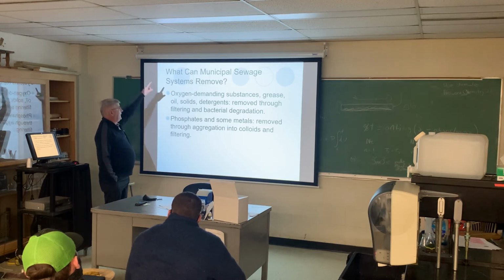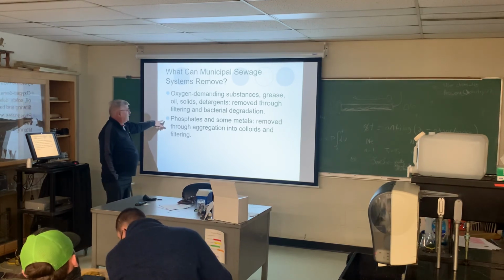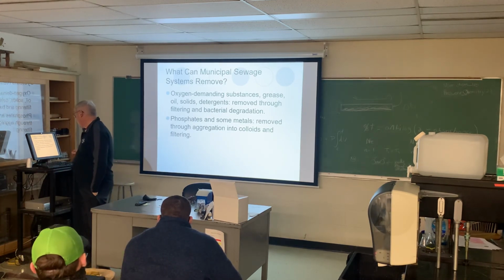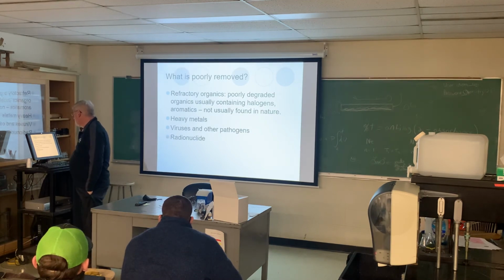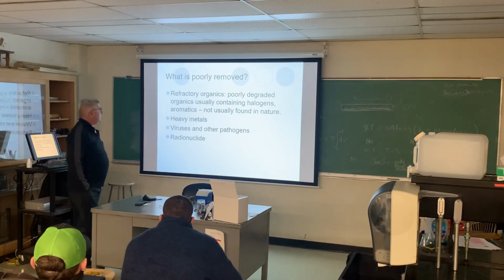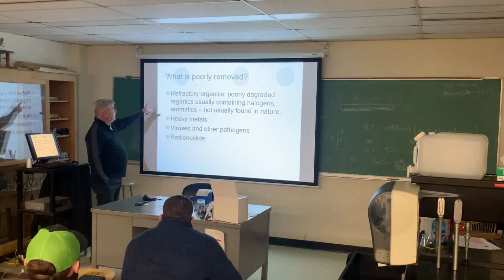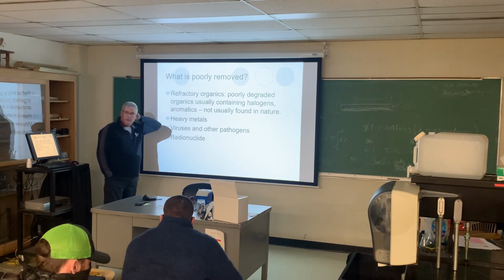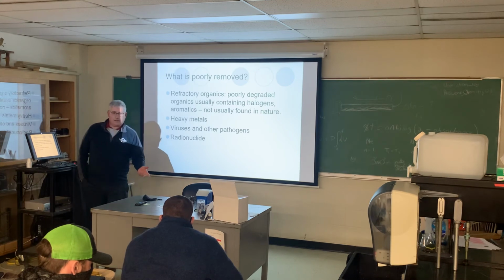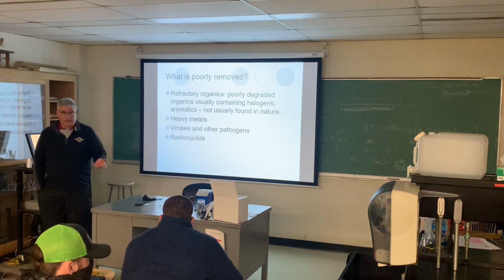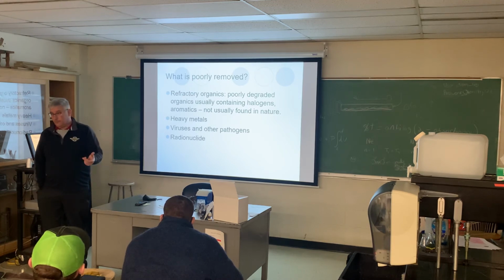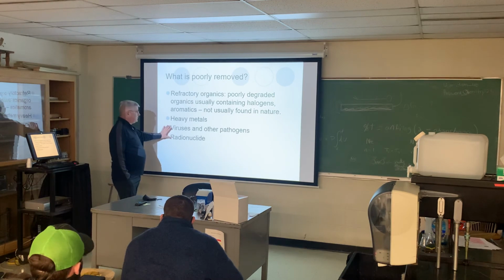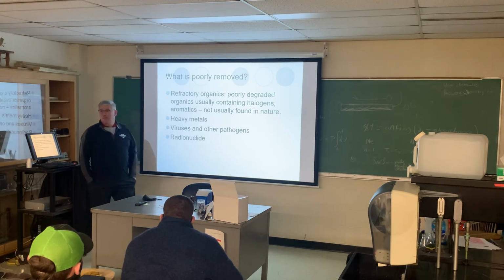All right, what can a sewage plant remove? Oxygen demanding substances and phosphates and some metals are removed through aggregation and colloids, and so that's really what's cleaned up. Nitrates are also removed in some of the modern systems, with the right bacteria. Poorly removed are refractory organics, poorly degraded organics that contain halogens, which are almost impossible to get out. That's the same thing with organics that we talked about in pesticides and herbicides that had chlorinated functional groups on them, right? And so those are very stable in the environment. And then viruses and pathogens are hard to remove, so what do we do instead?